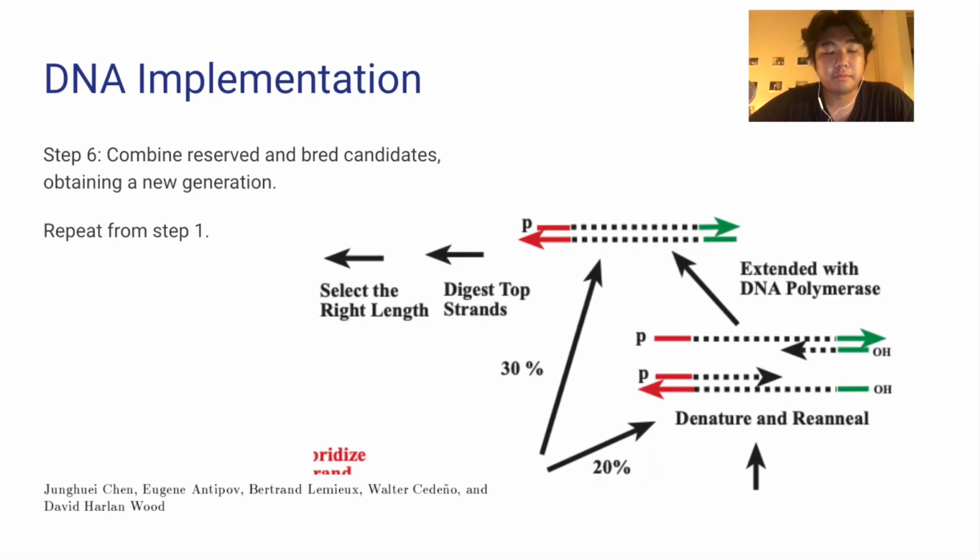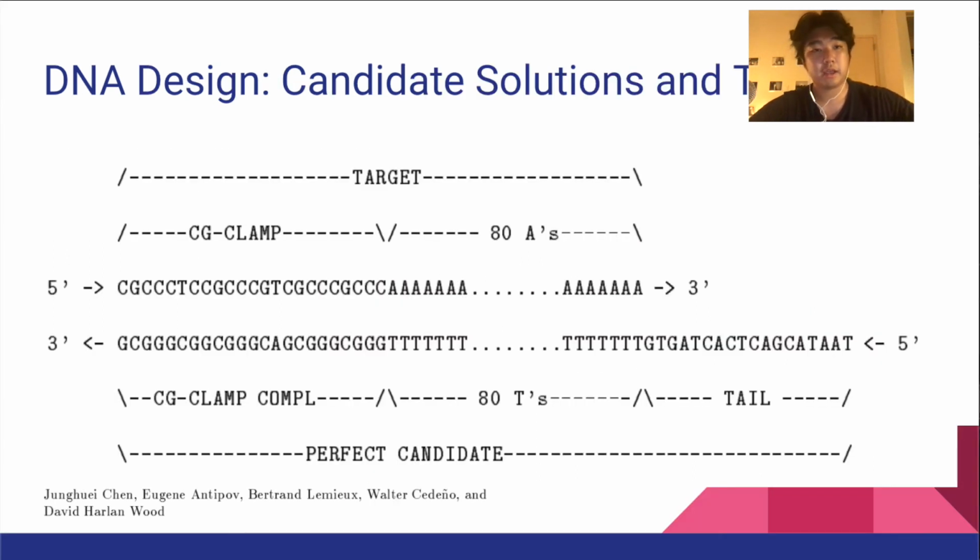After step 5, we go to step 6, which is combining reserved and bred candidates, obtaining a new generation. Basically this is grouping up the candidates that were not bred with the ones that were, and then we just combine them together and we create this set, which is the new generation, and this is what we use for the next iteration of the whole process. So that's the overall view of the DNA implementation, and I will now talk about the specifics part of them.